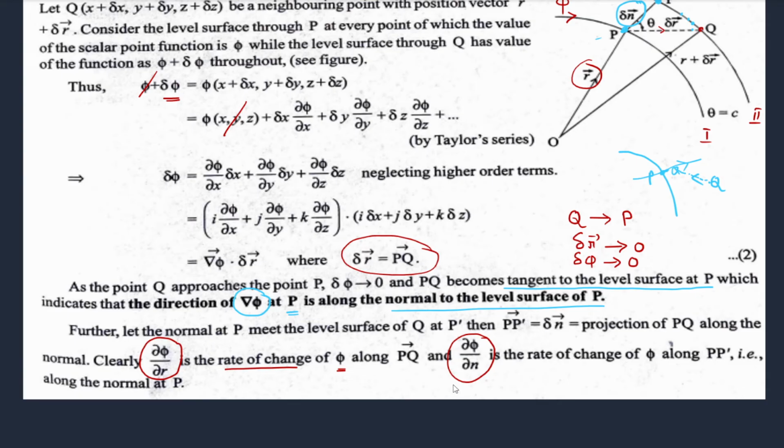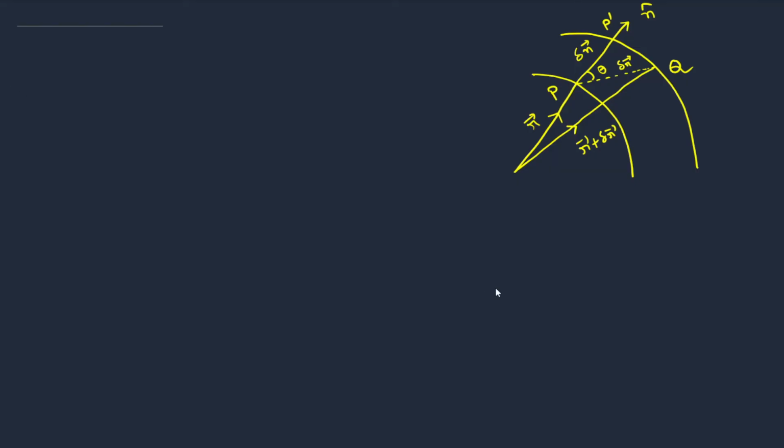So these are the two very important terms. One is del phi by del r, which is nothing but the rate of change of phi along PQ bar. Another one is del phi by del n, which is the rate of change of phi along PP dash. What is PP dash? PP dash is the direction of the normal at the level surface P. Okay, now let us draw the diagram here again.